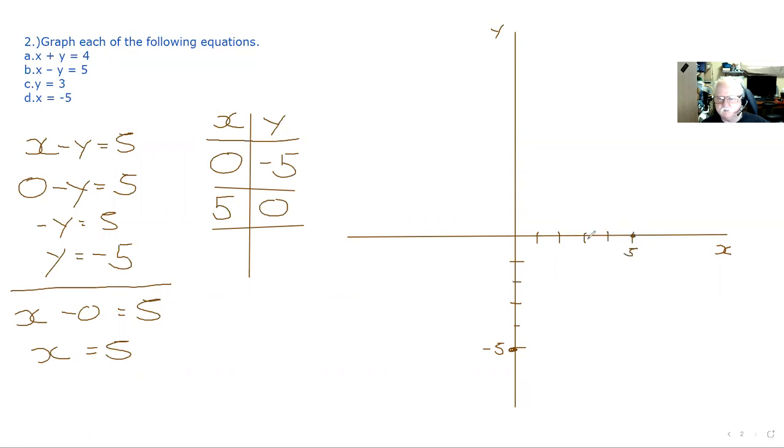So we can see the 2 points, and we're dealing with a straight line. So we only need 2 points to make a straight line. And that's basically our equation, or our line, and the equation is x minus y equals 5. So let's try the next one.